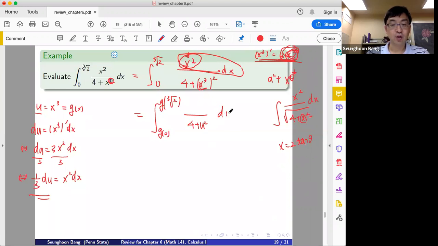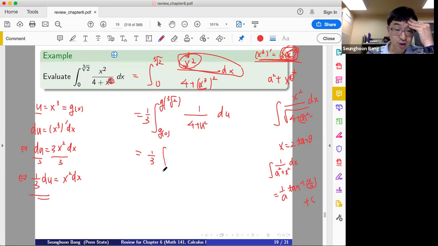Here only du is 1. Only take out 1/3, the 1/3 du. The next, how can you find this one? You can use the formula: the integral of 1 over a squared plus x squared dx is 1 over a times inverse tangent of x over a plus c. You can use it, but you just only change it a little bit.